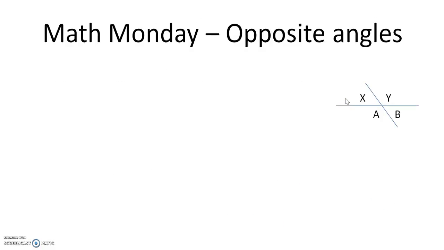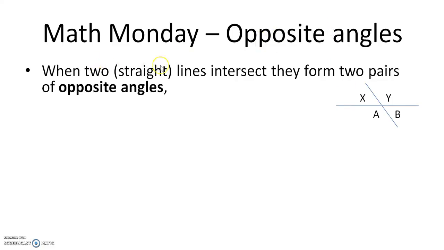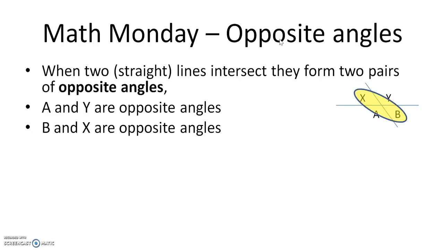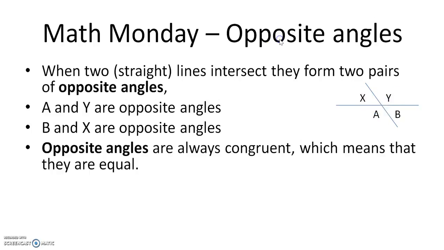Okay, now the last part, opposite angles. When two straight lines intersect, they form two pairs of opposite angles. A and Y are opposite angles, and B and X are opposite angles. Opposite angles are always congruent. That means they're equal. Let's see if that's true. How can we prove it?